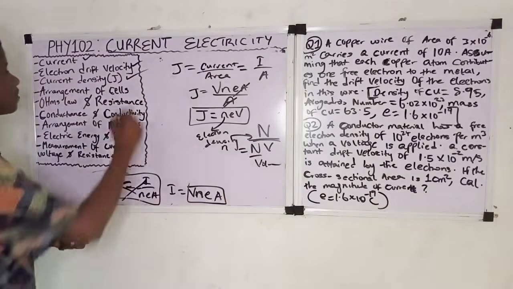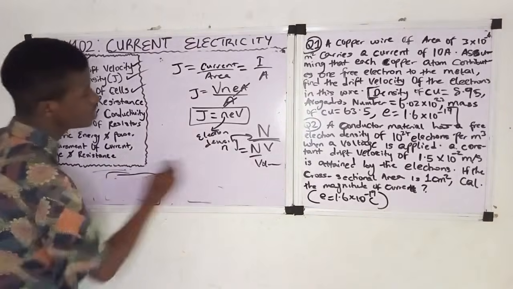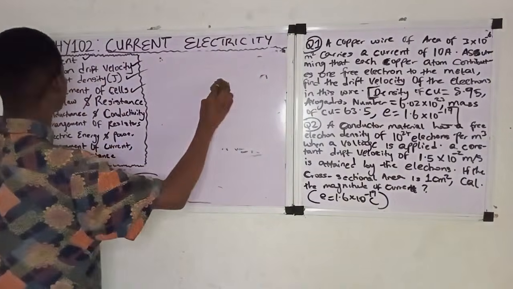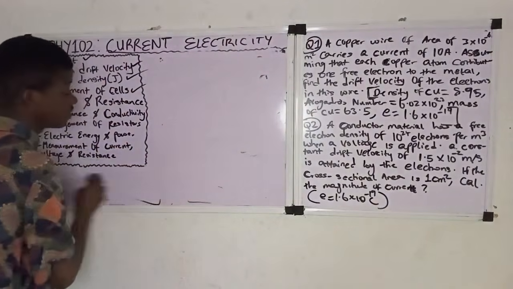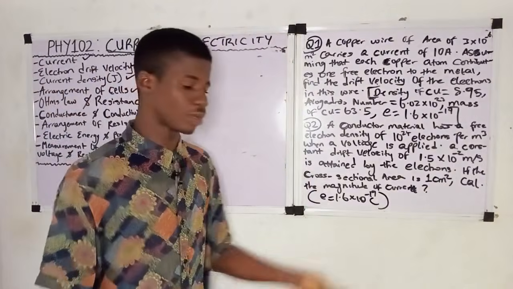Now let's enter the next part, arrangement of cells. Okay, so please take note of all these formulas. Then one more thing: current density is a vector quantity. It's different from current. Current is a scalar, whereas current density is a vector quantity.